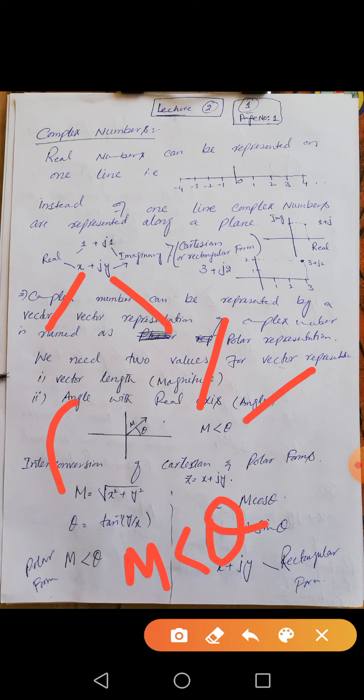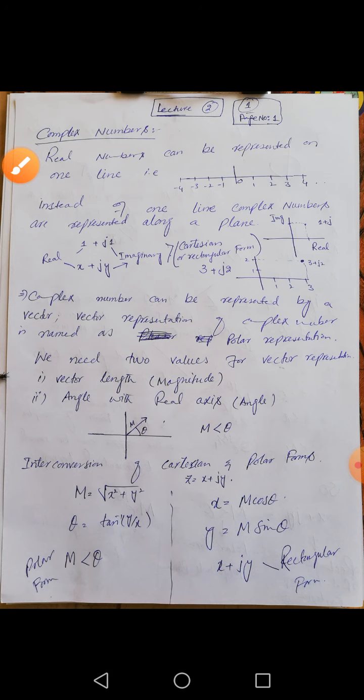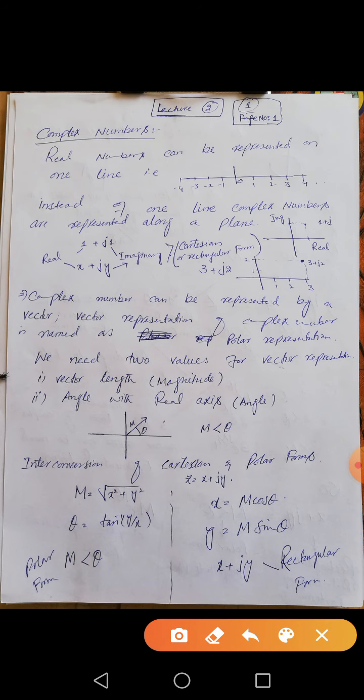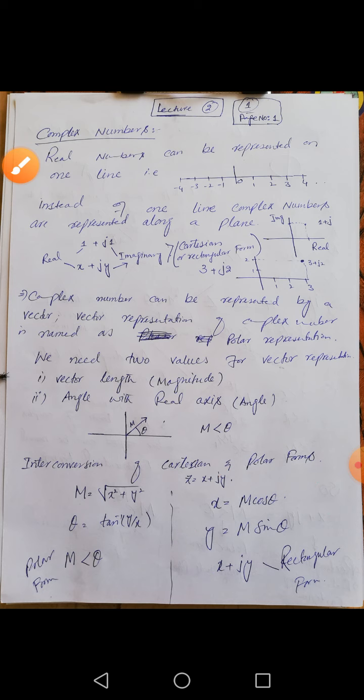If we are given the polar representation and want to convert it to Cartesian, we need this formula: x is equal to m cos theta and y is equal to m sin theta. We will have the values of x and y, and here is the rectangular representation of the complex number.